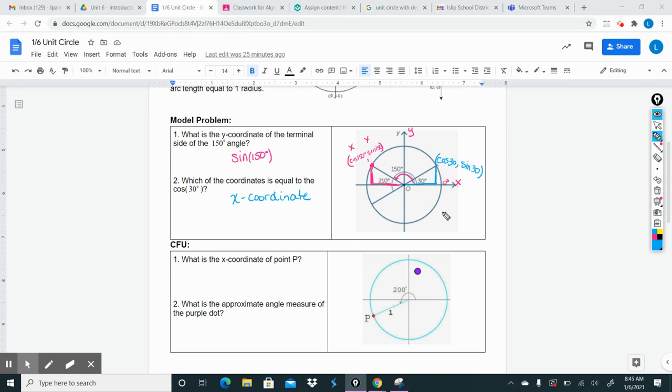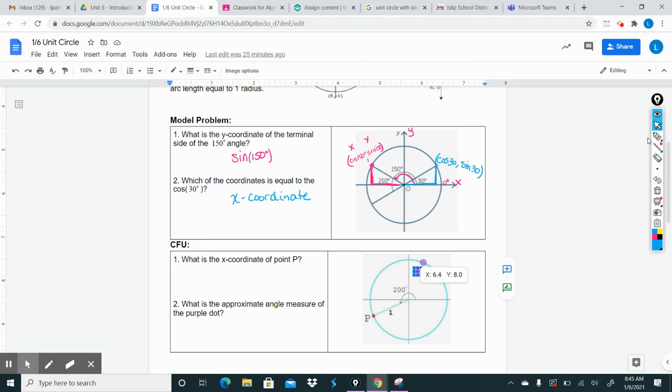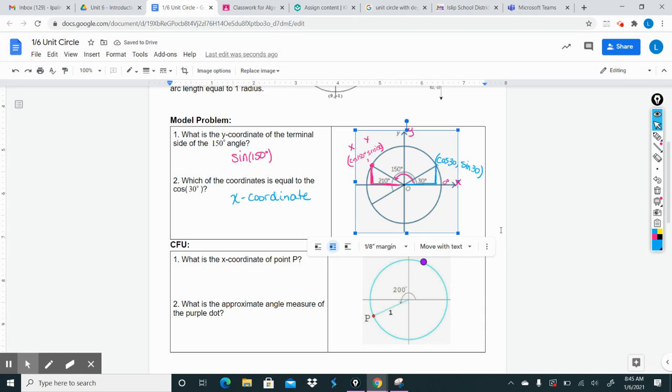So understanding this a little bit, why don't you pause the video, take a few minutes and work on the check for understanding, and then we will come back. Okay, this has to be moved up a little bit here. Okay, that's where we want it to be.